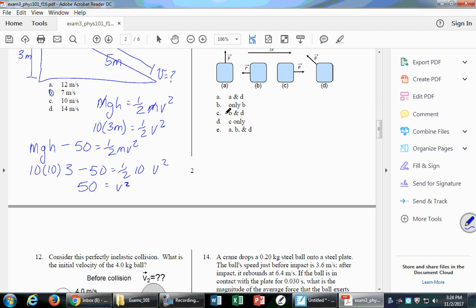Is equal to v squared. The square root of 50 is 7 point something. 7 squared is 49, so it's just a little bit more than 7. Okay? It's a good question because it combines conservation of energy and the work energy theorem.